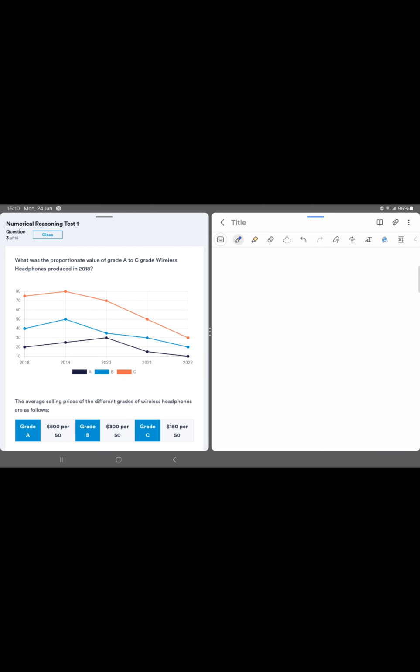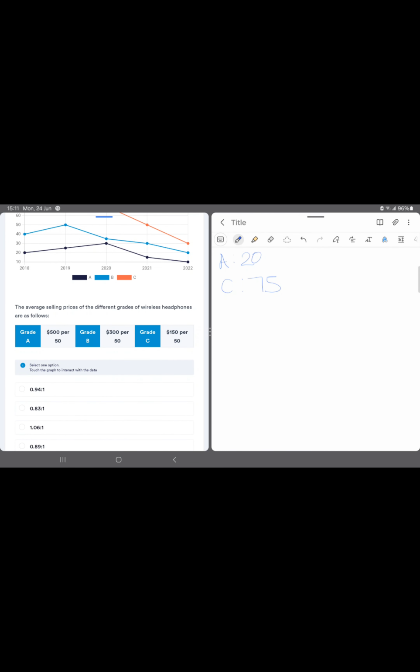Moving on to question 3. The question says, what was the proportionate value of grade A to grade C wireless headphones produced in 2018? Grade A in 2018 is 20, and grade C in 2018 was 75. Before looking for the proportion, we should look for the values first, and we are still going to use our selling prices. For A, we've got 500 goes with 50 units, and for C we've got 150 goes with 50 units.